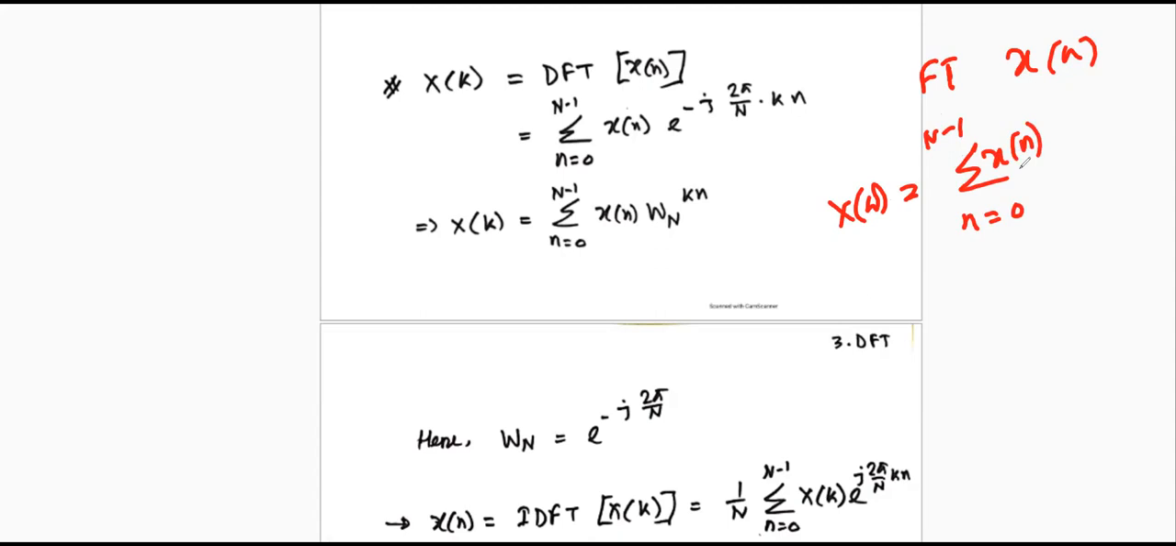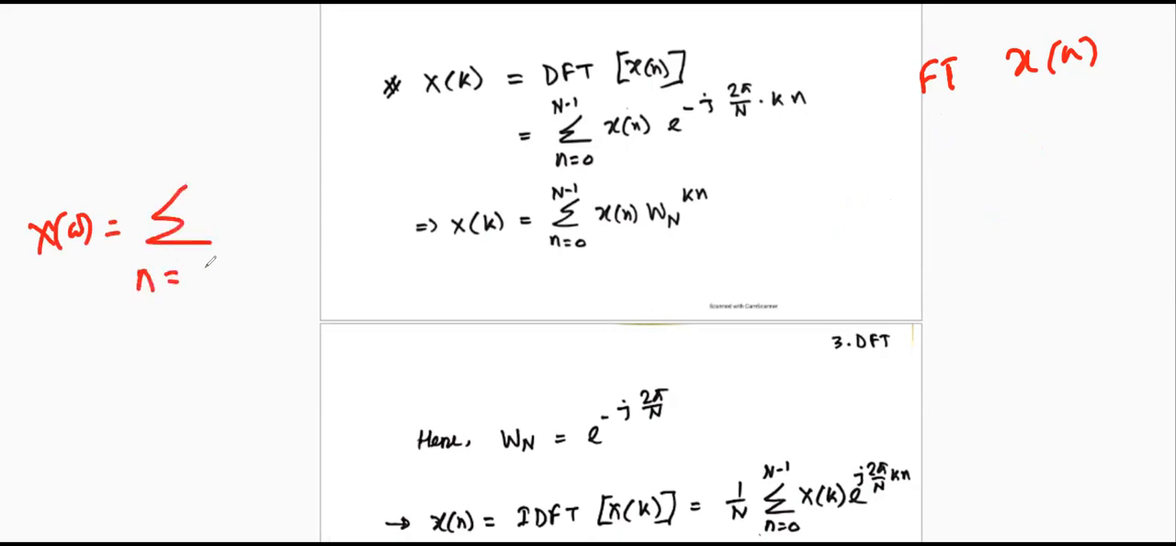Okay, let me write it in this way. Previously, we thought that xn can be infinite as well. So X omega is equal to the sum from n equals minus infinity to plus infinity of xn and e to the power minus j omega n. I believe you can recall this equation.